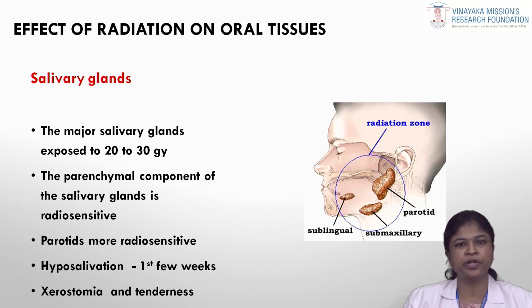Moving on to the salivary glands, the major salivary glands are also unavoidably irradiated to 20 to 30 grays of radiation during radiotherapy for cancer in the oral cavity or oropharynx. They are inevitably exposed even if they are not affected with cancer. It is the parenchymal component of the salivary gland which is more radiosensitive, and usually the parotids are much more radiosensitive than the submandibular and the sublingual glands.